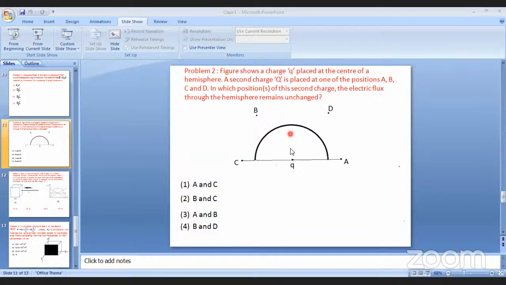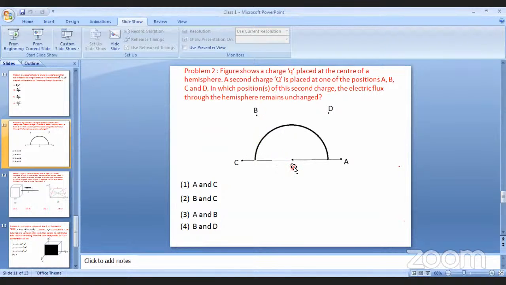Already you will be having electric flux coming out through this hemisphere due to the presence of this charge small q. So this flux should not be disturbed by the presence of this capital Q. Where should this capital Q be placed so that it won't disturb the flux already coming out? Here you have the options, and from these options you should tell what is the position of this second charge capital Q so that the electric flux is undisturbed.